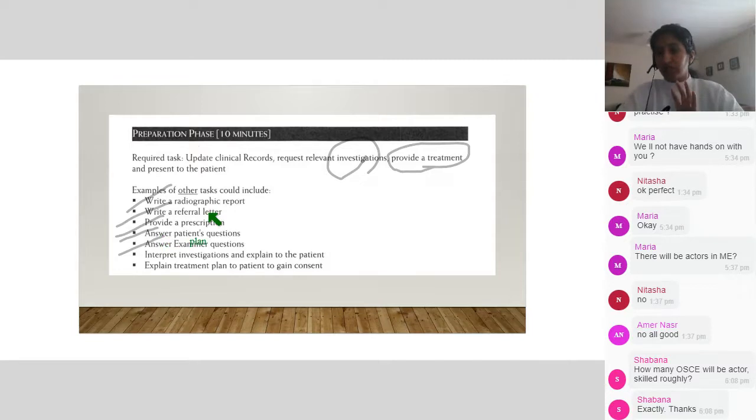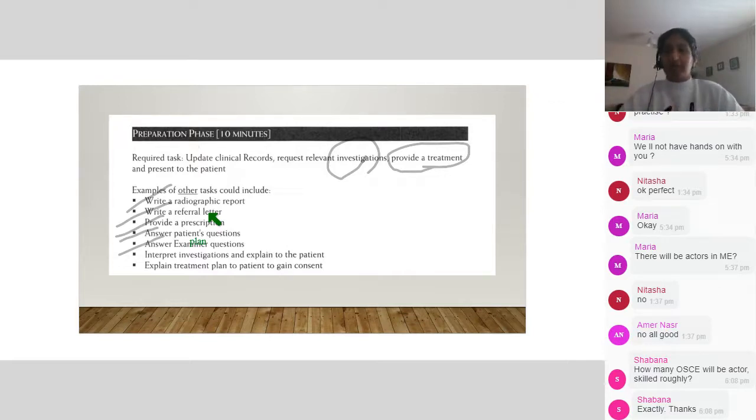They will tell you this, okay? What you're supposed to do in that 10 minutes for that specific case, they will tell you. It is not like they will tell you to do this only. It can be anything. One case will be write investigations, diagnosis, treatment planning. One case will be write radiographic report. One case will be write referral letter, like that. So whatever they tell you, you do that.